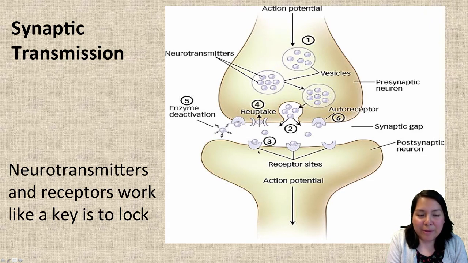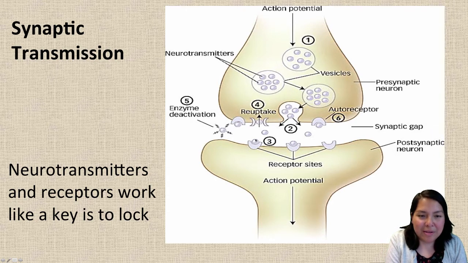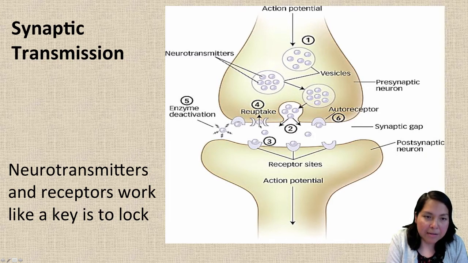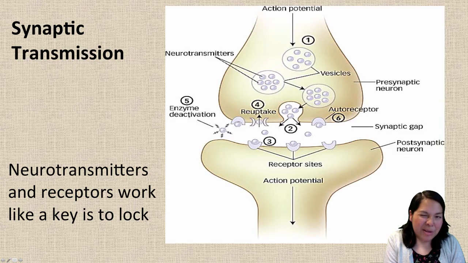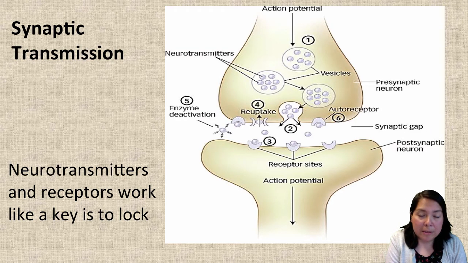Again, remember, the receptors are located at the end of a dendrite. The leftover neurotransmitters that are not picked up by the second neuron are just floating around in the synapse. Here we see number four, where they may be taken up by the first, or presynaptic, neuron, or the second action we talked about, enzyme deactivation, where certain enzymes may destroy these neurotransmitters floating around in the synapse.